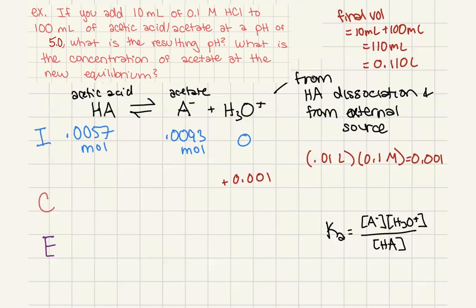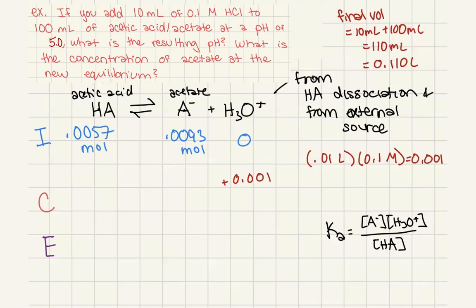And basically, if the amount of the acid that we add is less than the amount of acetate that's in there, all of our acid is going to react, and we're going to have some acetate left over. If, however, we were to add more of the acid than we have of our base, then all of the base would react and we would have some acid left over.